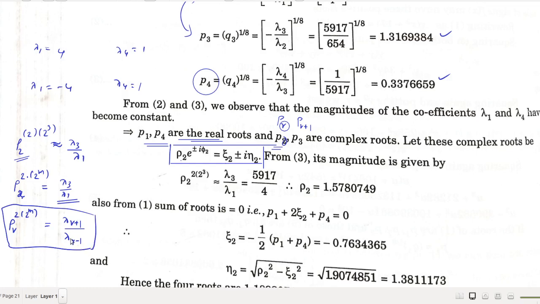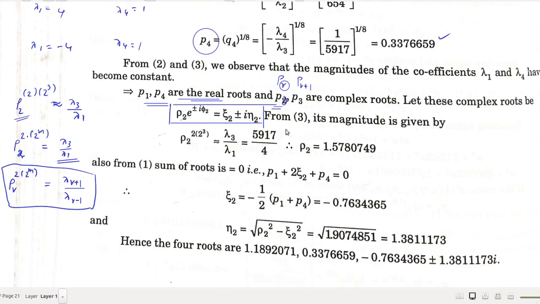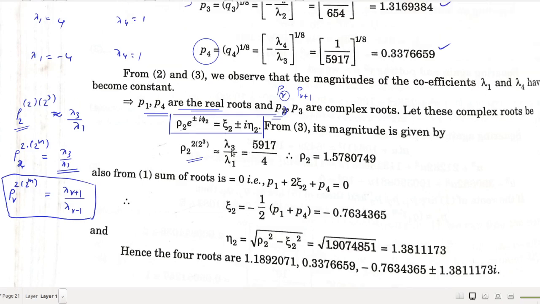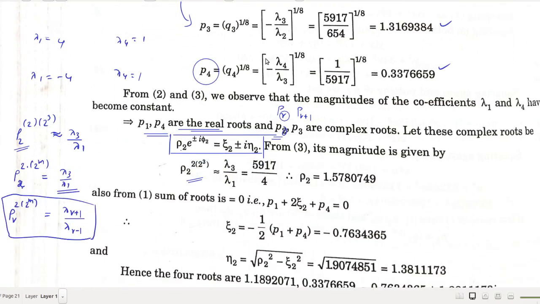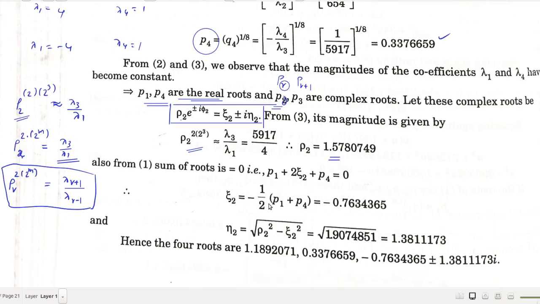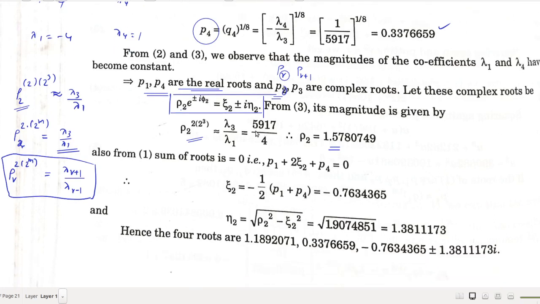If you square the equation 8 times, then you can replace this n by 8 and the corresponding R. From this equation you can get rho 2 raised to 2 times 2 raised to 3 will be this one. Obviously this is our lambda 3 and this is our lambda 1. Lambda 1 is minus 4, lambda 3 is minus 5917. By dividing this you can get this value. So this is the magnitude of the complex roots of the original equation.